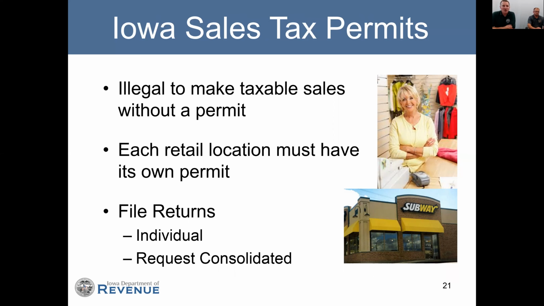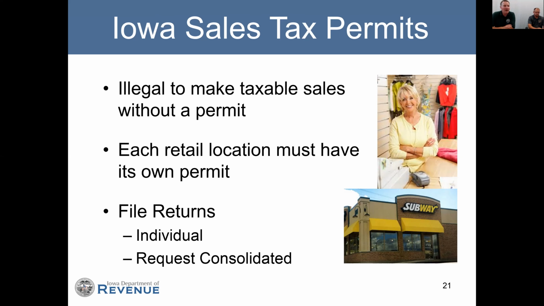Each retail location must have its own permit. And this is a question I get fairly frequently. We've got a picture here, for instance, of a Subway. That's in our picture on the slide. There's a lot of Subways around the state of Iowa. Each one of those has to have their own permit. It doesn't matter if the owner owns 4 of these franchises or 24 of these franchises. Each location has to have its own sales tax permit.